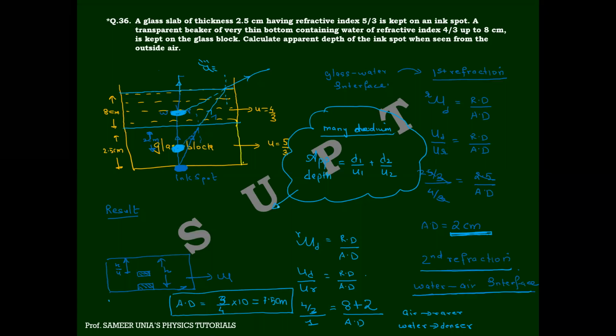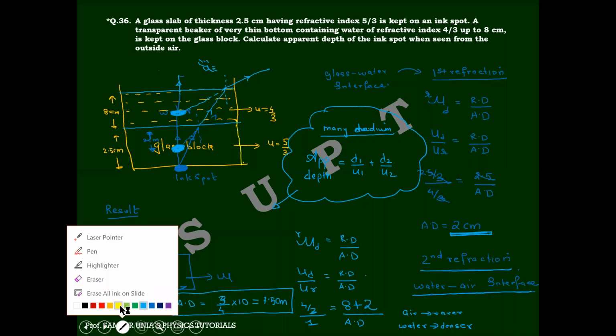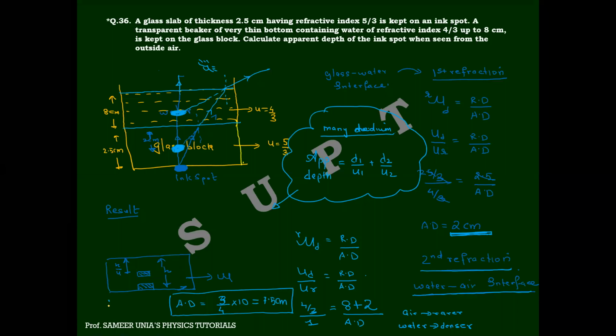What is d1? डेप्थ 1. पहले वाले का डेप्थ कितना है? 2.5. उसका म्यू कितना है? 5/3 प्लस d2 कितना है? 8 सेंटीमीटर एंड उसका 4/3. गेटिंग इट? ये हो गया 2, ये हो गया 3/2 प्लस 4 2 6. तो दिस विल बी अगेन 7.5.